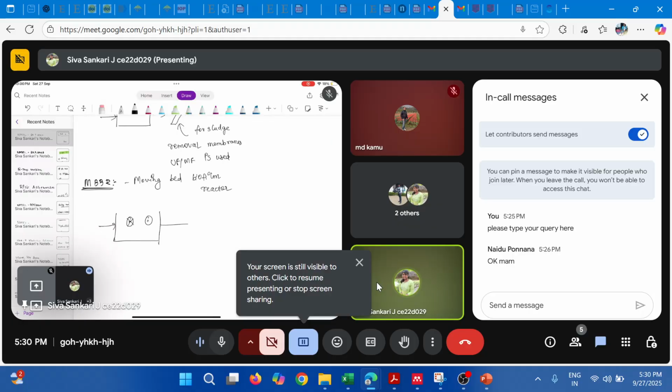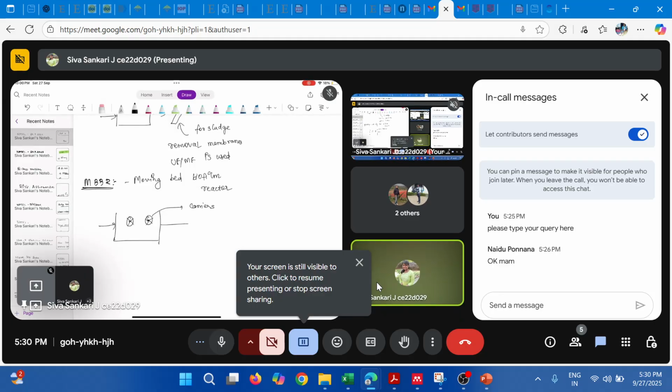Okay, so here we have carriers that hold the microbes, and the treatment process takes place. Okay, wait, I will show you something.